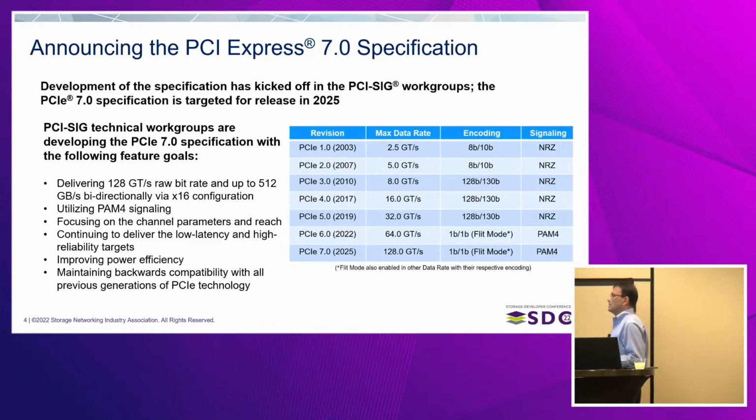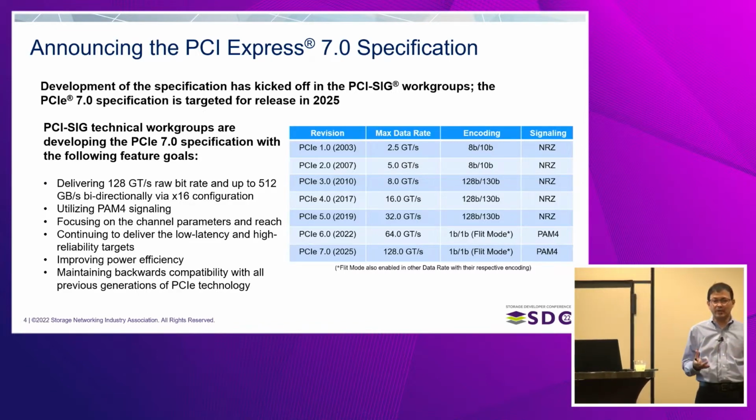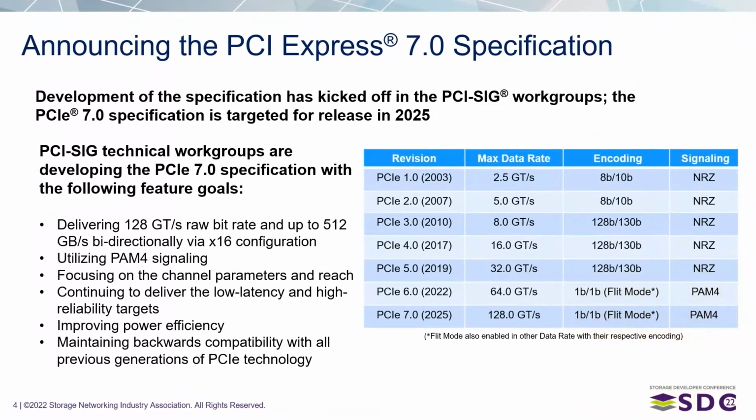We announced the PCI Express 7.0 specification because, no prizes for guessing, after 64, it will be 128 gig. Okay, double, right? It's a very predictable cadence with which we move, with full backward compatibility. It's going to be 128 gig, the same 1b/1b FLIT mode as 64 gig. Once we make the transition, we'll take advantage of it for as long as we can. And 128 giga transfers per second means that you get 512 gigabytes per second per direction for a x16 link. We use the same PAM4 signaling.